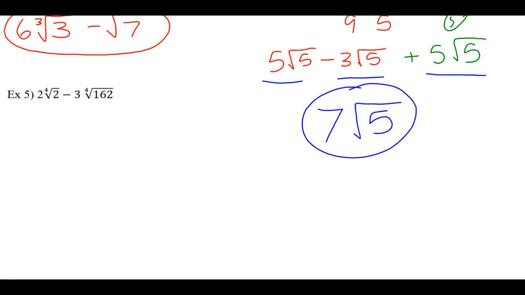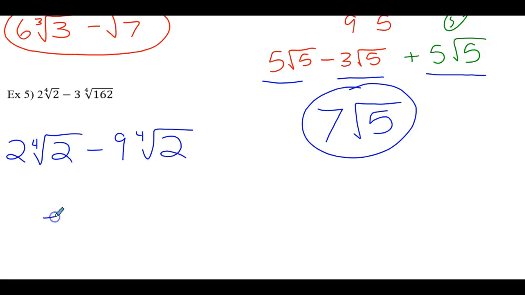Okay, based on that, you should be able to do example 5. They're fourth roots, but you should still be able to simplify them. Obviously, this one is prime. So 2 fourth root of 2, there's nothing we can do about that. But go ahead and practice simplifying 3 fourth root of 162 real quick. So that becomes minus 9 fourth root of 2. So can we combine these now? Yes, they're both fourth roots of 2. The indexes match, the radicands match. What's 2 minus 9? Negative 7 fourth root of 2 is your answer.